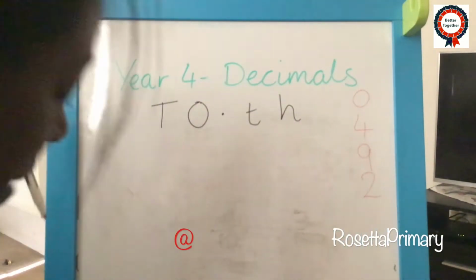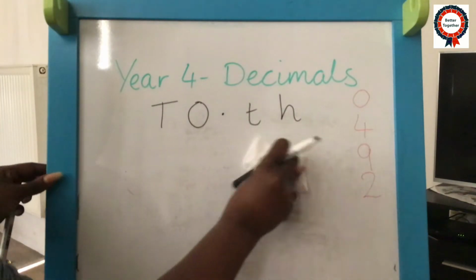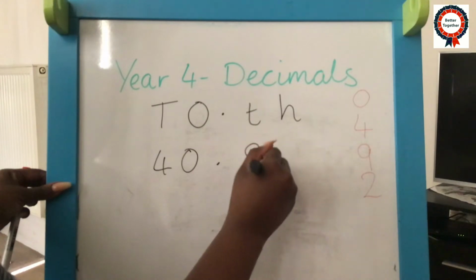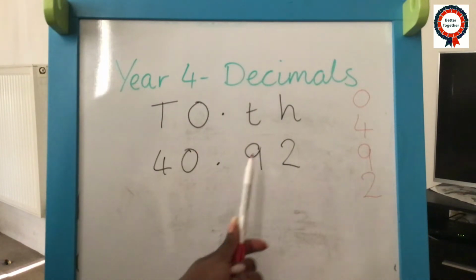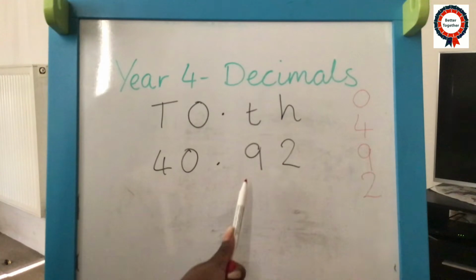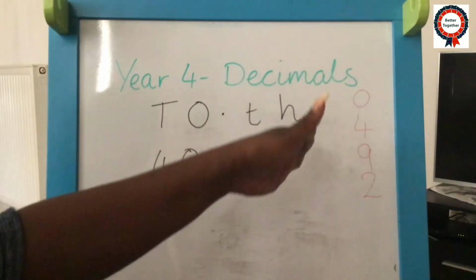Change the colour of the pen. Another number I could have come up with. 4092. How would we say that? We would say 40.92. Or we could say 40 and 9 tenths and 2 hundredths. That's a bit of a mouthful. It would be much easier if we could just say either tenths or hundredths.